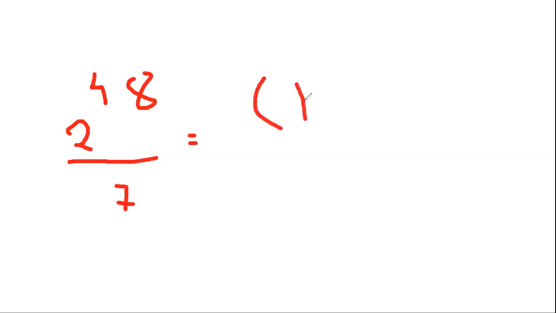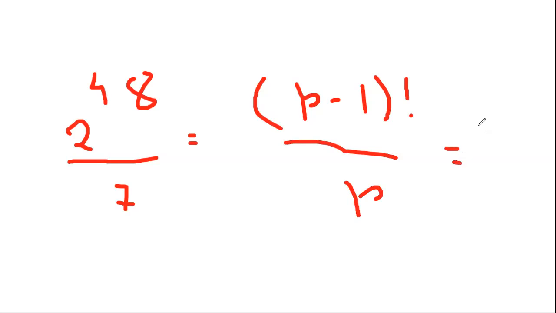Wilson theorem says that (p minus 1) factorial upon p, the remainder is nothing but p minus 1. So if you find an expression (p minus 1) factorial upon p, then the remainder is p minus 1.